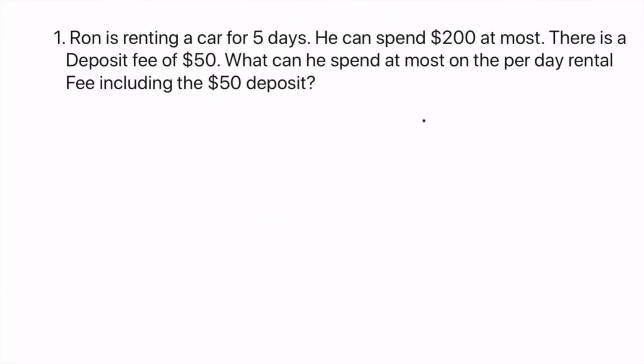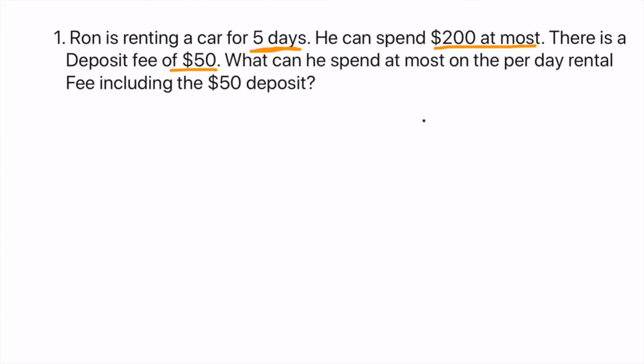So this is Saxon Algebra Test 11. Number 1 says Ron is renting a car for 5 days. I'm going to go ahead and underline that because that seems like that might be important. He can spend $200 at most. There is a deposit fee of $50. What can he spend at most on the per day rental fee, including the $50 deposit?